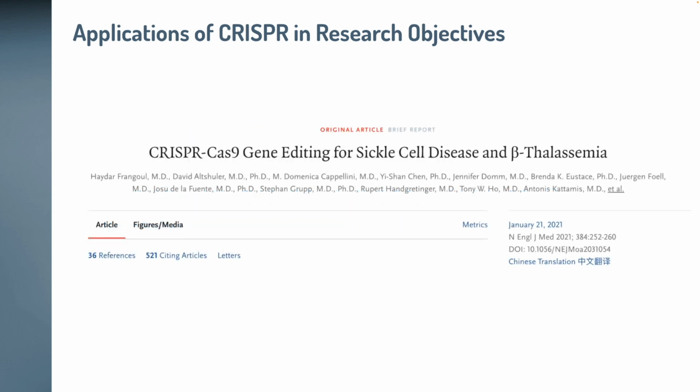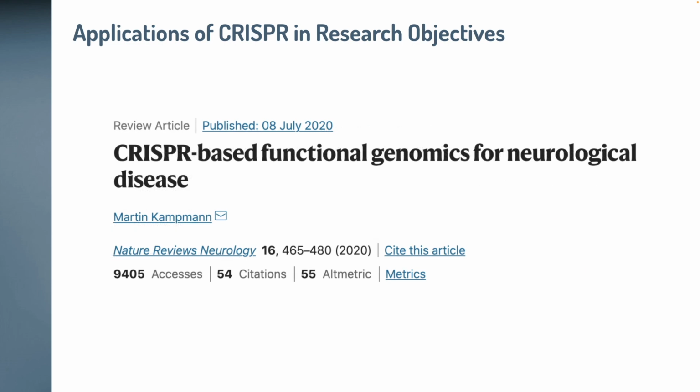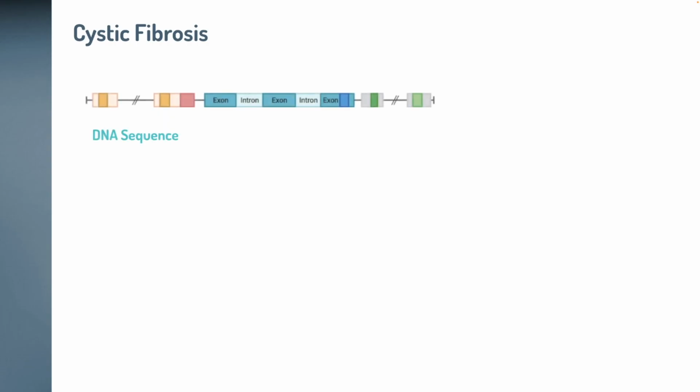CRISPR's ability to correct small genetic changes which cause life-changing disease, such as sickle cell anemia and beta thalassemia. And lastly, CRISPR's interaction with stem cells, which have the ability to pass the blood-brain barrier to treat neurological disease. CRISPR can be used to genetically modify so many things. One of those is a DNA sequence that encodes for cystic fibrosis.